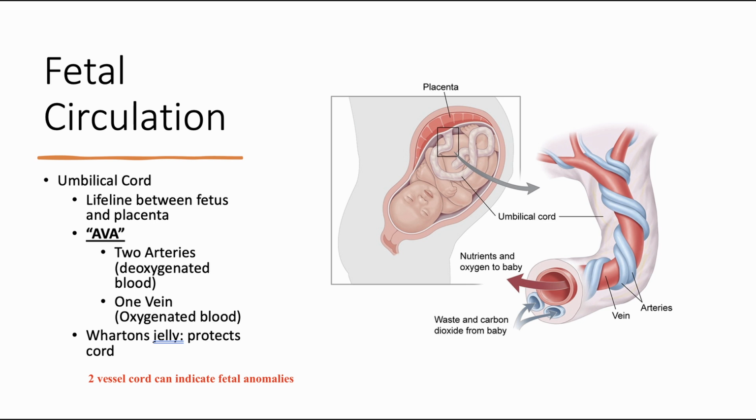The umbilical cord is covered in Wharton's jelly, which is this white, squishy, rubbery stuff. The whole purpose of that is just to protect the arteries and the vein.